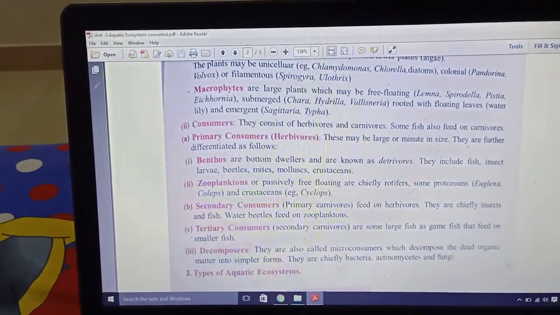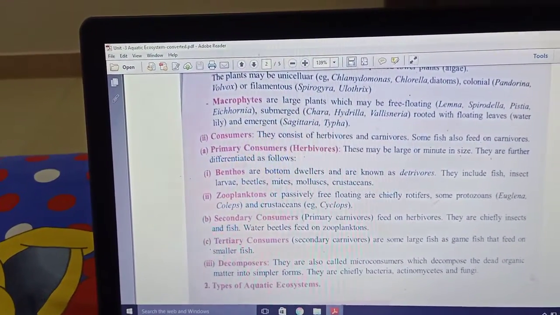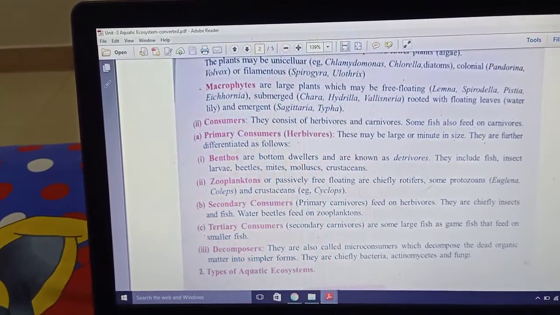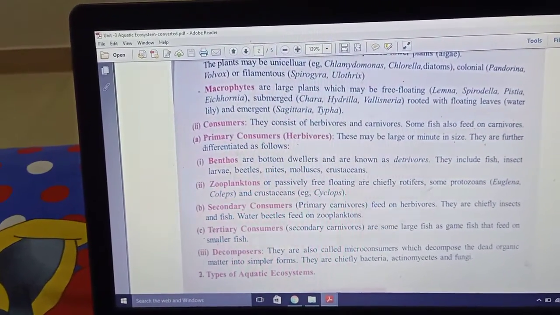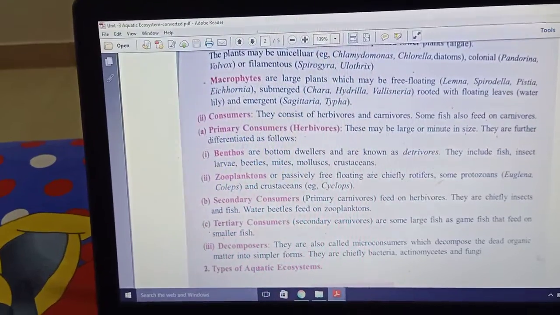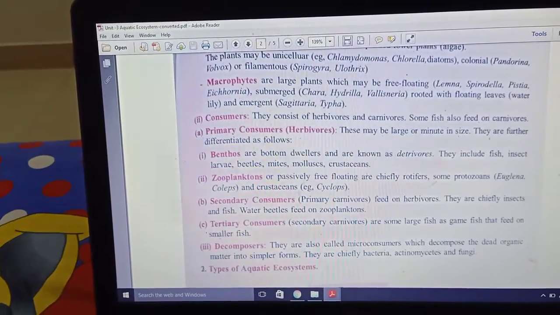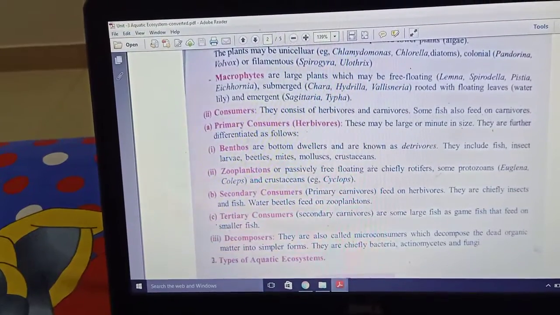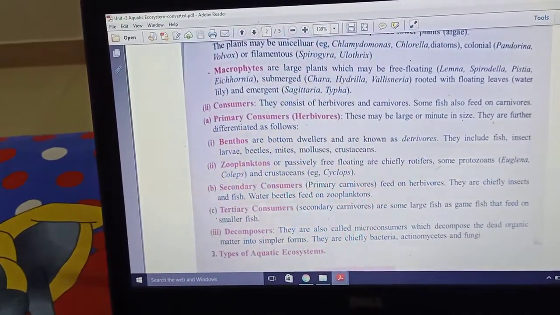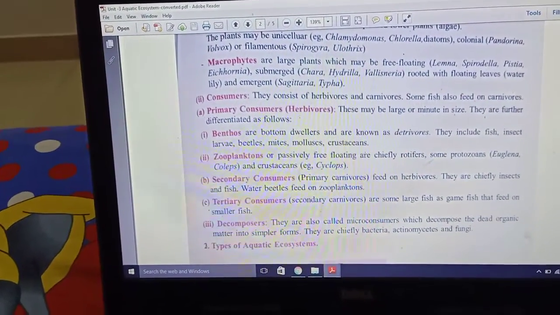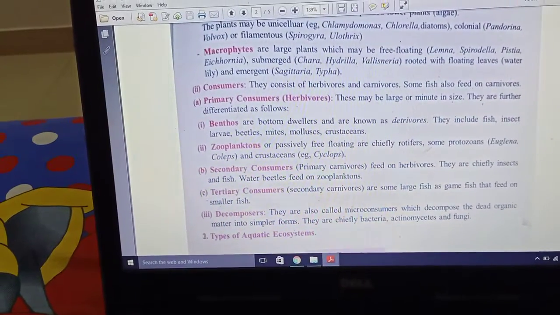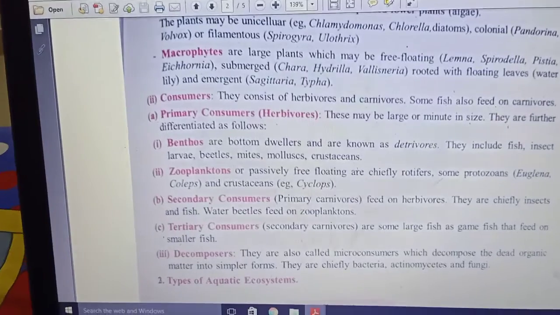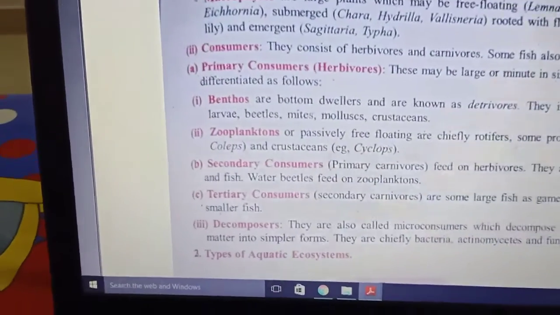Like the first one is benthos, that is bottom dwellers, known as detritivorous. They include fish, insect larvae, beetles, mites, mussels, and crustaceans, which are found at the bottom level. Zooplanktons, that is free floating rotifers. Some protozoa are also there, and you can see the names. Examples are given.